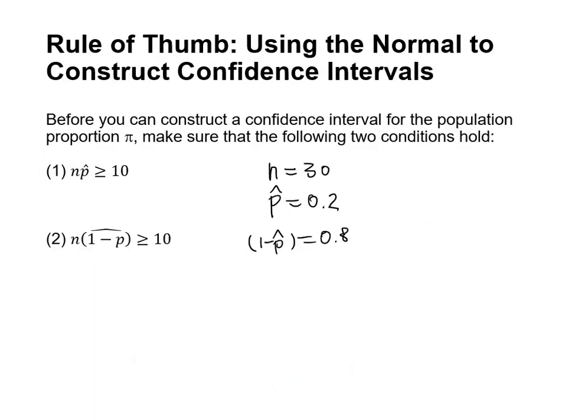So this is the first thing we need to check, those two conditions. Is n times p hat at least 10? And likewise, is n times the failure probability also at least 10?